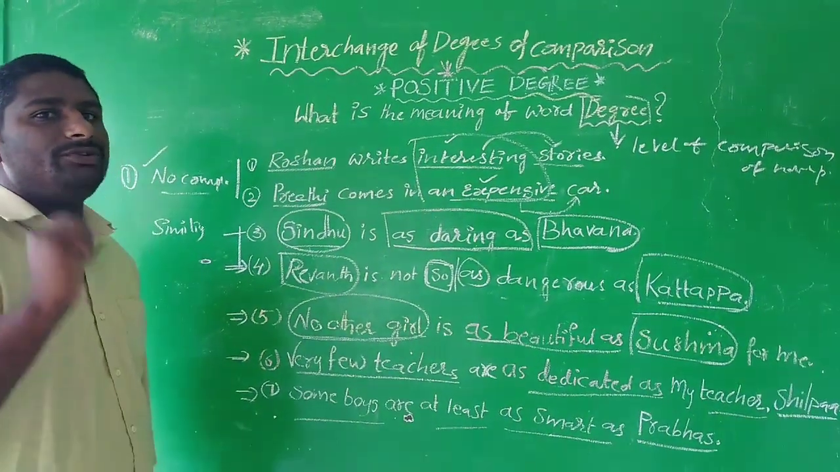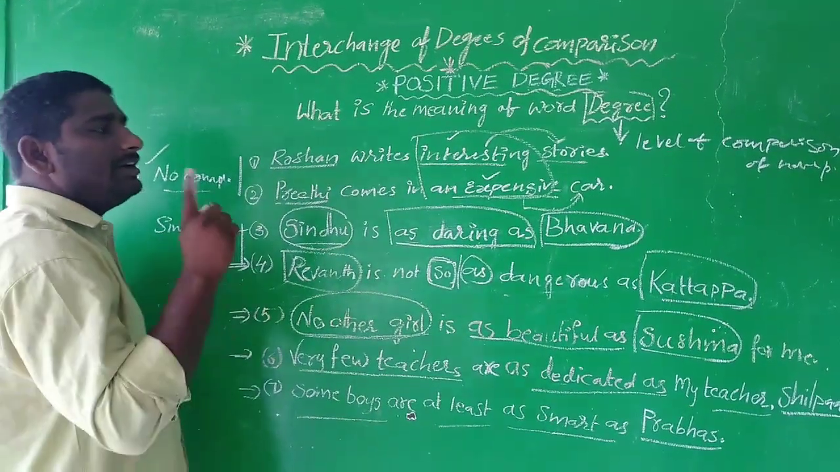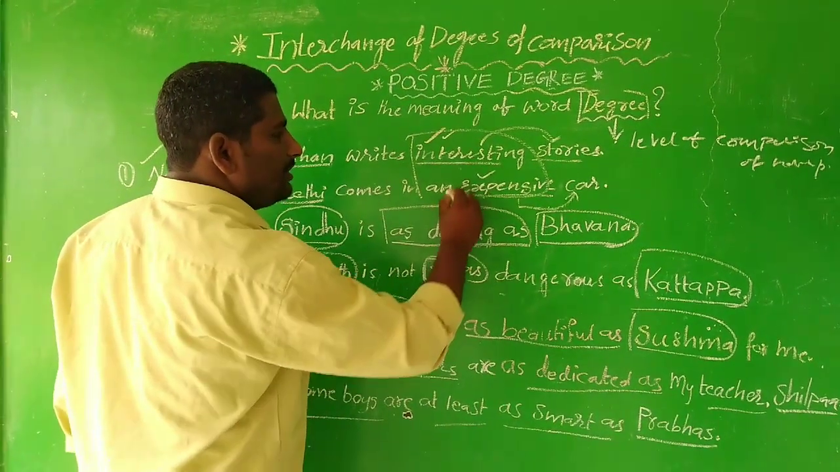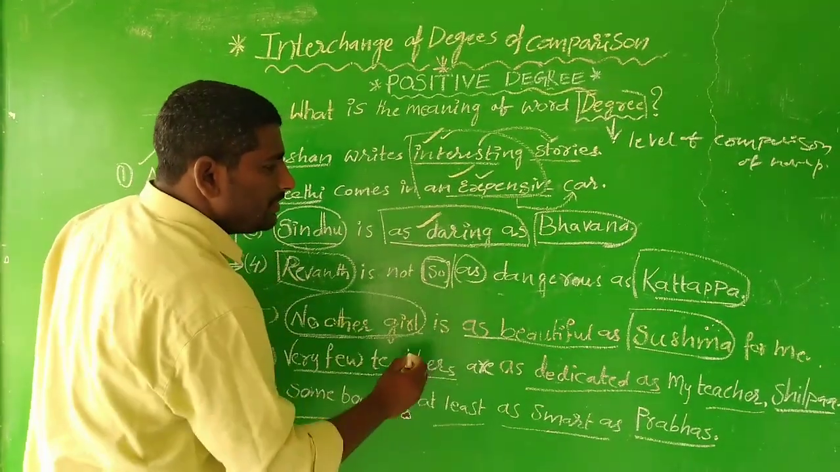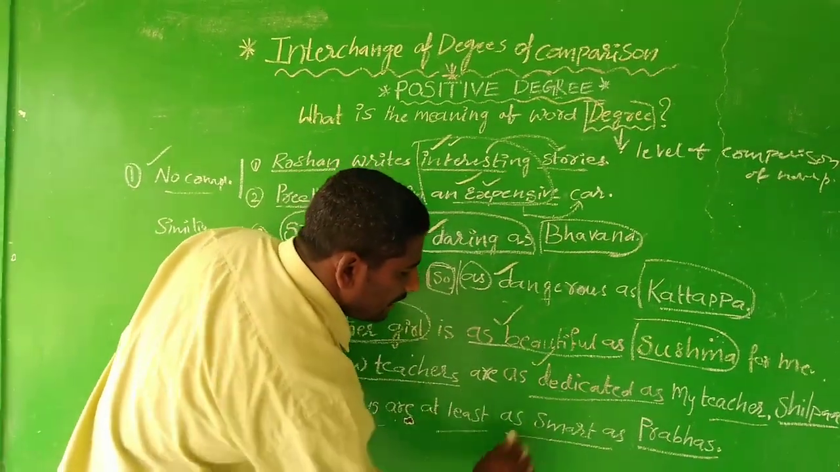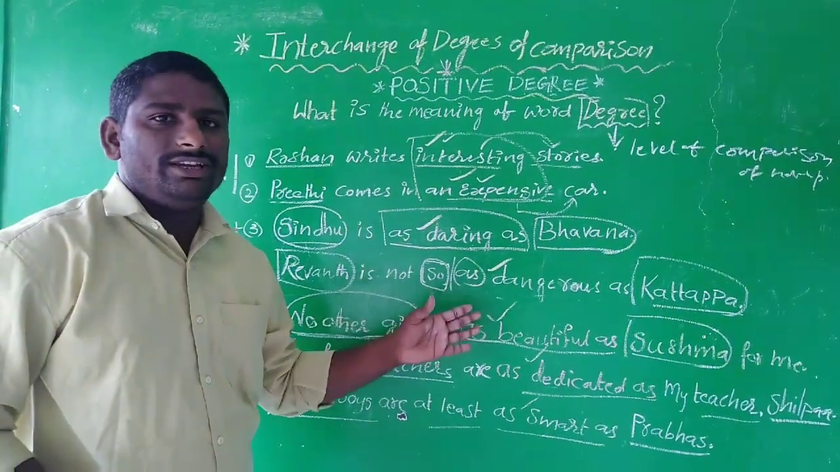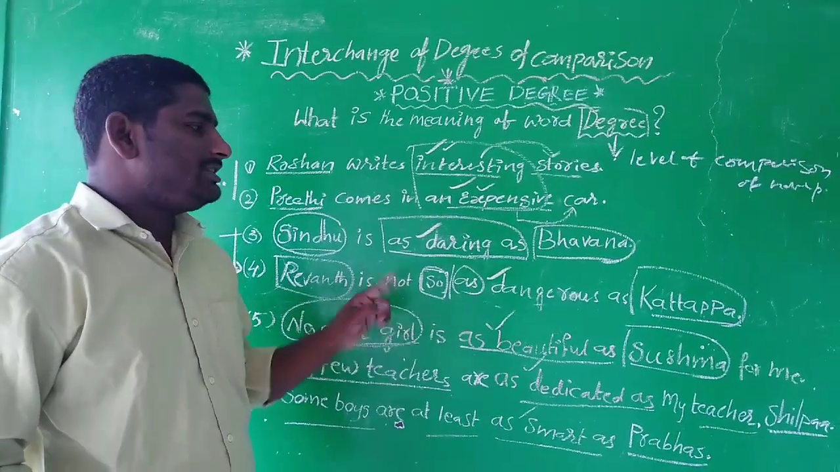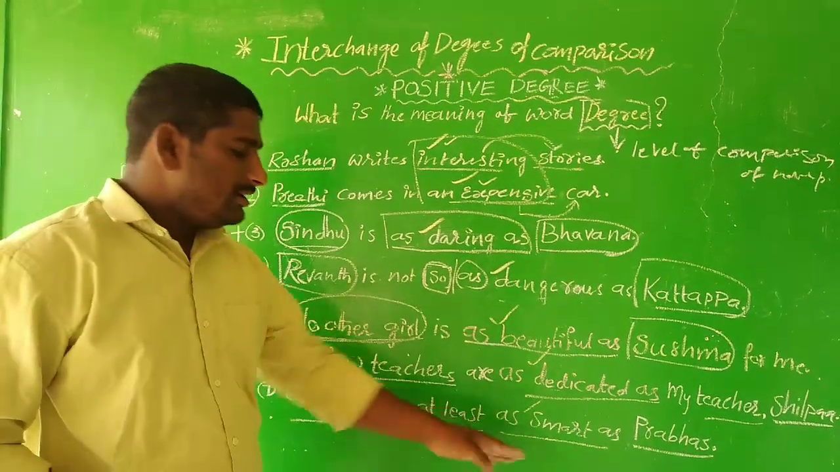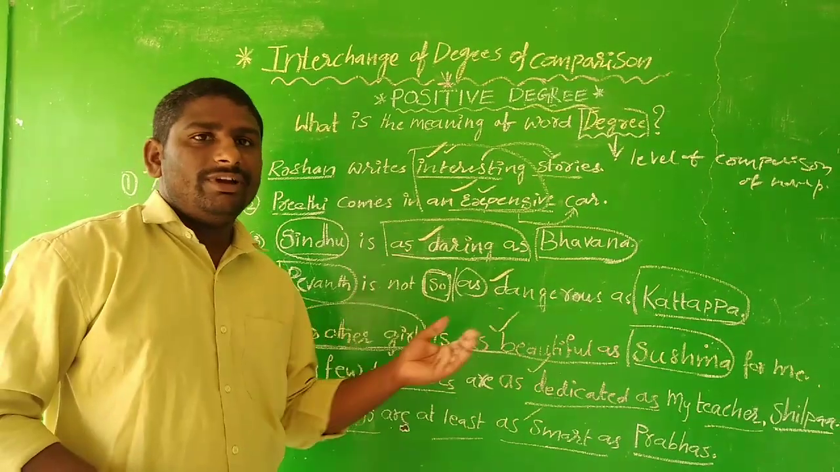One common element you need to observe here: in all seven sentences, the root adjective form has been taken. For example, interesting, expensive, daring, dangerous, beautiful, dedicated, and smart. These words are adjective forms. The forms with more or most, and smarter, smartest, are used in the comparative and superlative.